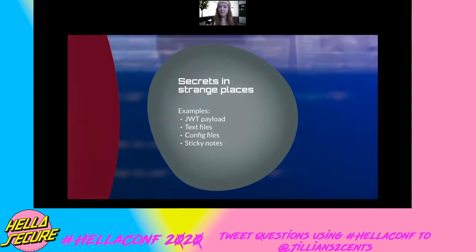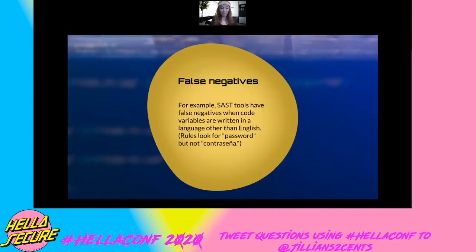But also, secrets in strange places. And this is probably one of the hardest ones to track down because they're in strange places. For example, the payload of a JWT, not encrypted usually. I've seen a lot of secrets in there. Any text files or configuration files, sticky notes, which is kind of outside the realm of AppSec, but something to consider. Also, false negatives. For example, we talked a little bit about static analysis tools earlier, but they have a lot of rules that are written to find variables in English.